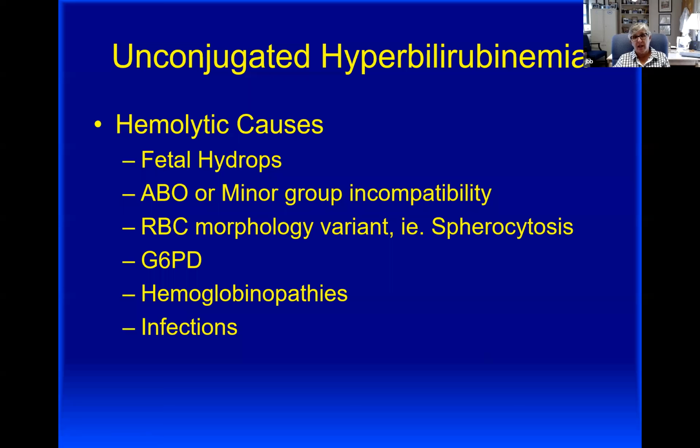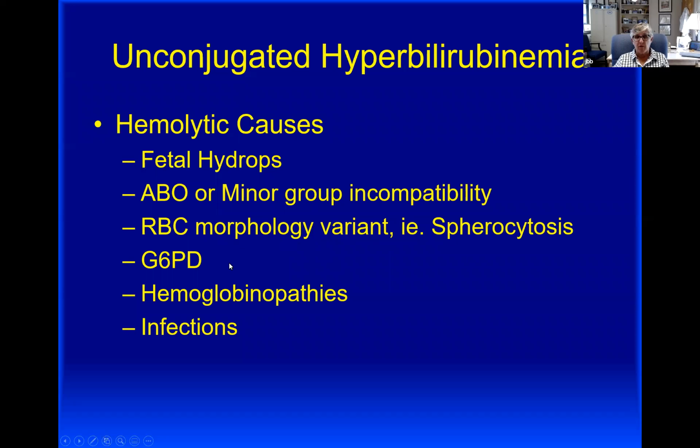Hemolytic causes. Again, we talked about hyperbilirubinemia being related to heme breakdown. So why do newborns have more heme? In fetal hydrops, there's obviously more breakdown. ABO, or minor group incompatibilities, there's going to be more breakdown. RBC morphology variants are going to be more breakdown. Spherocytosis as an example of that.